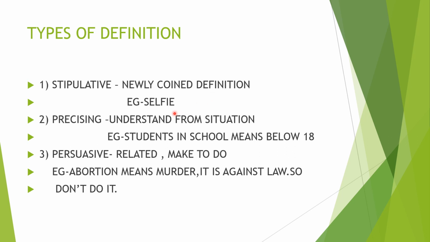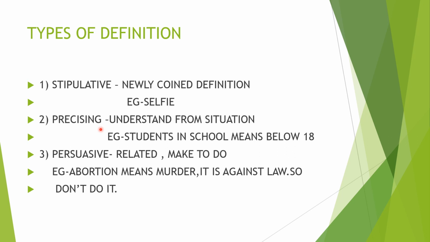An example is selfie. According to the trend, by using mobile phones and all, people started taking a lot of photos, and by seeing that, a new word came out that is known as selfie. We are taking our own photos, so a new word came out called selfie. So it is a newly coined word, and this type of finding new words according to the trend is what we call stipulative. So stipulative is a newly coined definition.